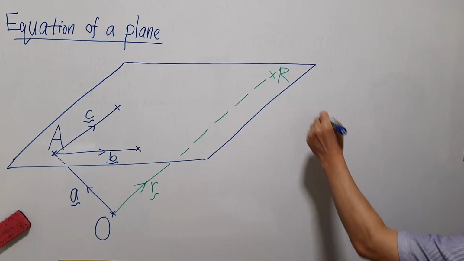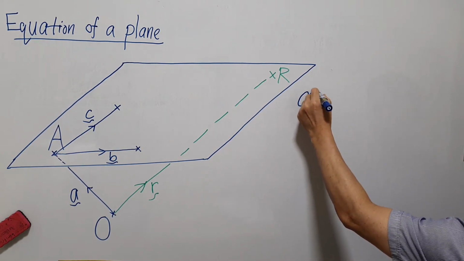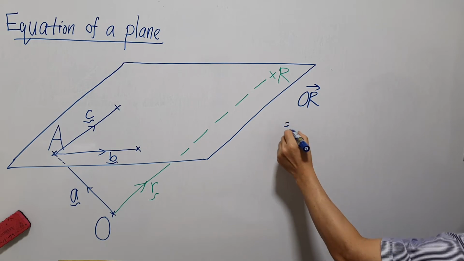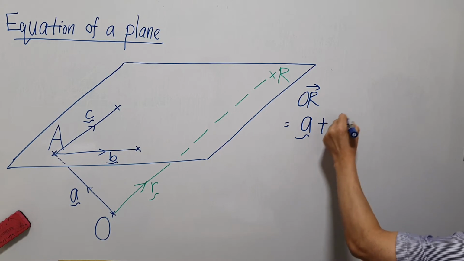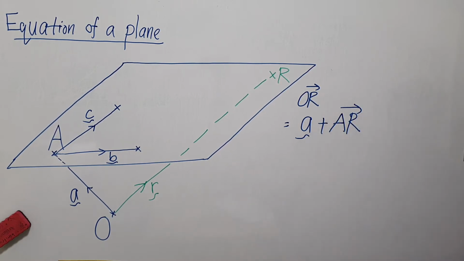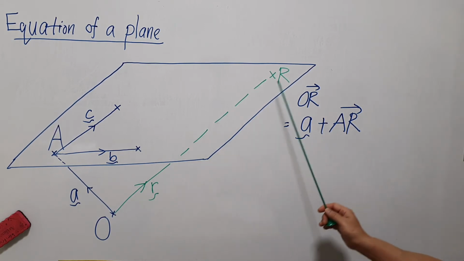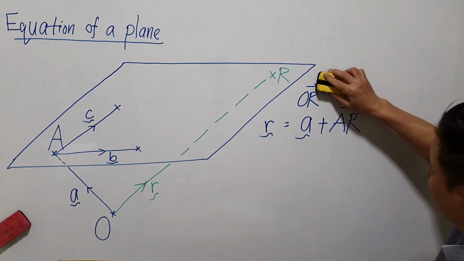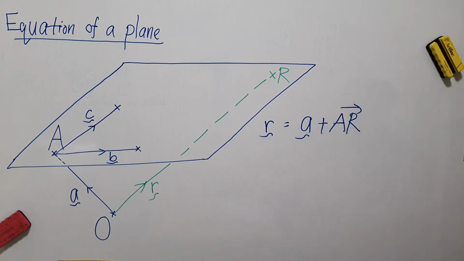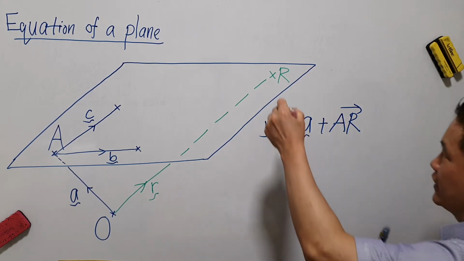Looking at this diagram, I can see that the vector OR is equal to OA plus AR. I want you to notice that this vector OR, or simply R, is equal to OA plus AR. Where is the vector AR? Let me draw it for you on the board. This is the vector AR.